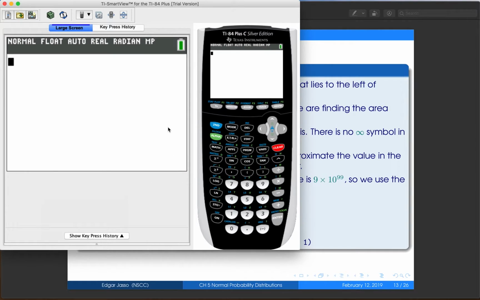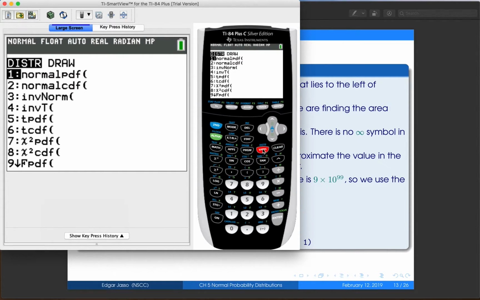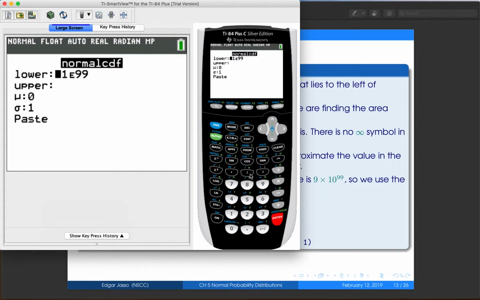So where's that button? We're going to start using this one. The second of the variables button says distributions. So you press here, and you scroll down to normal CDF. That's normal cumulative distribution function. And it already has it right there.